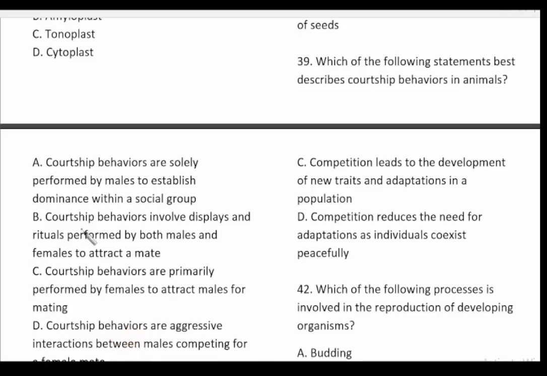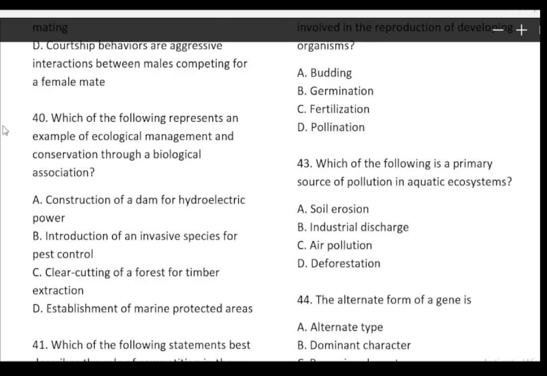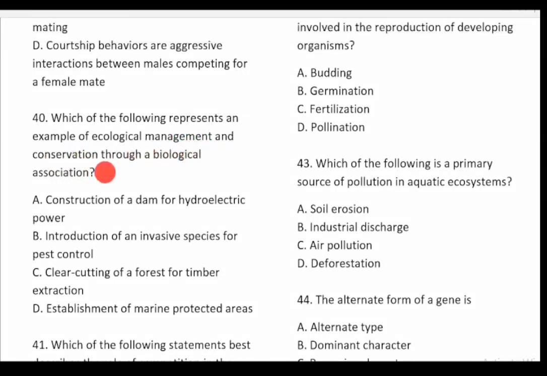It is actually a relationship and a behavior that is seen between the male and the female, actually showing interest in one another. So that is what we refer to as courtship behavior. It shows the readiness in the organisms, the males and the female. That is what we refer to as courtship behavior. So option B is our answer. Option B. So we move to question 40. Which of the following represents an example of ecological management and conservation through a biological association?